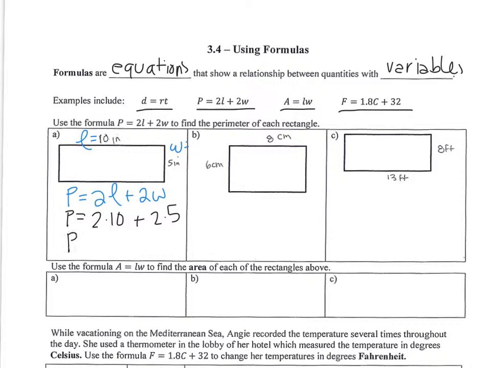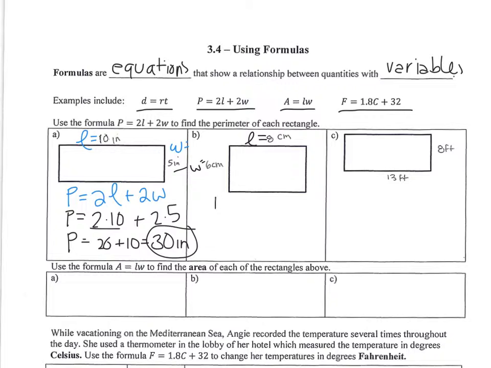The last line is when you're going to evaluate. 2 times 10 is 20, plus 10 is 30, and you want to answer in units. The units are inches. So write the formula down, substitute what you know, and plug in the answer with units.